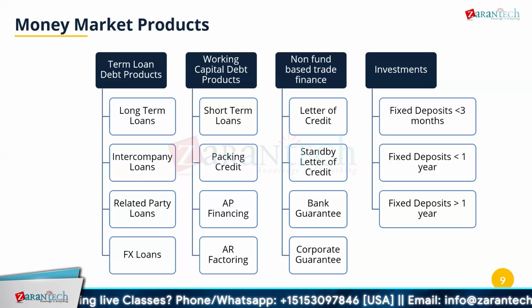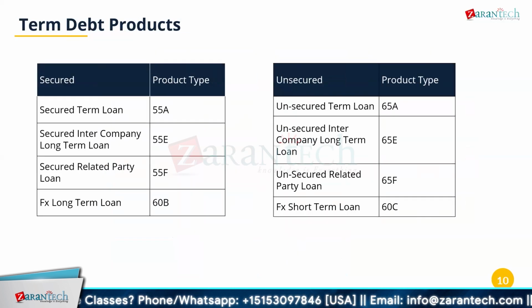Okay. So let's also talk about what is product type. Depending on the type of product that you're actually creating, in SAP you can configure them as product type. This is a configuration actually. For example, unsecured long-term, unsecured term 2065A, unsecured intercompany long-term 2065E. So this is created to differentiate.